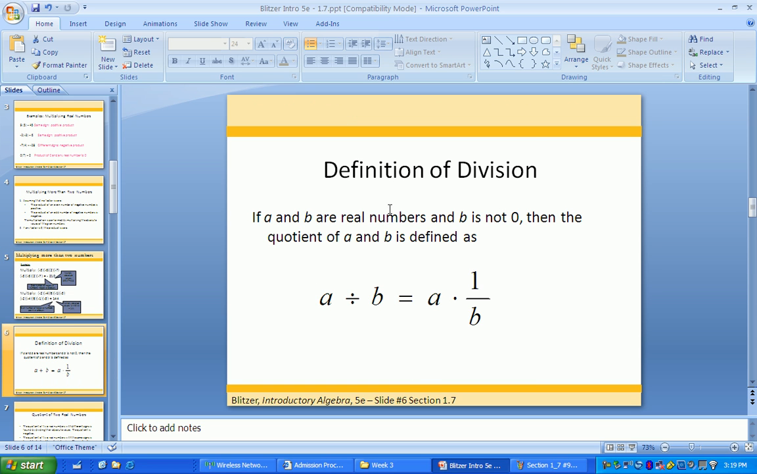Some simple definitions of division. When we have the numbers a divided by b, it's simply equal to a times the inverse of b, or 1 over b. That's all we're saying. We learned way back when we did fractions that when we're dividing fractions, we get the second number and we flip it and multiply. That's all we did here. That's exactly what we did here.